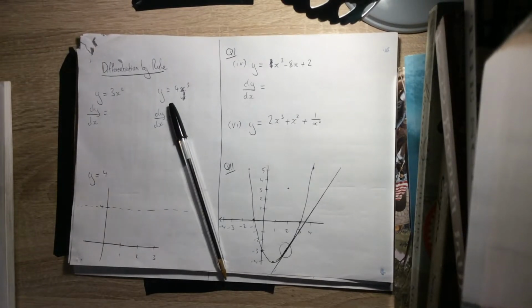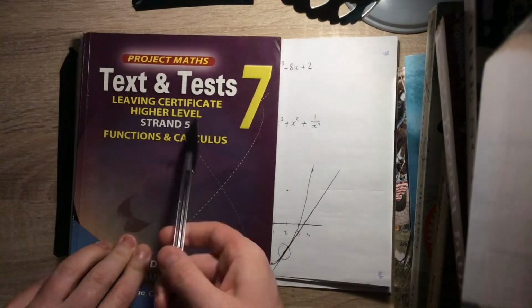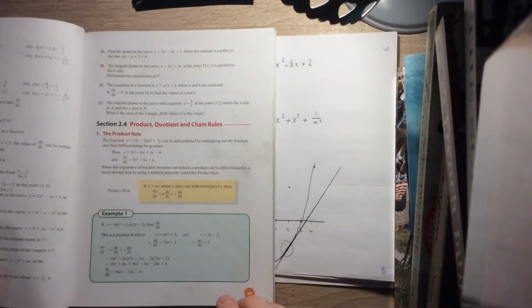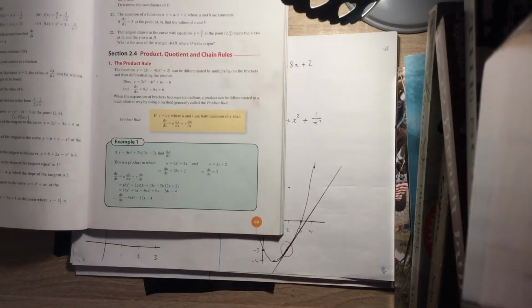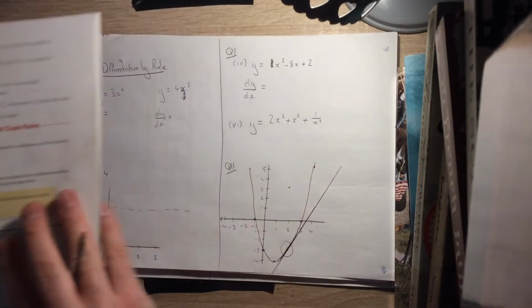How we doing, guys? We're looking today at differentiation by rule. This is a follow-on from differentiation from first principles. I'm working at a text and test 7, and we're on pages 67, 68, 69.